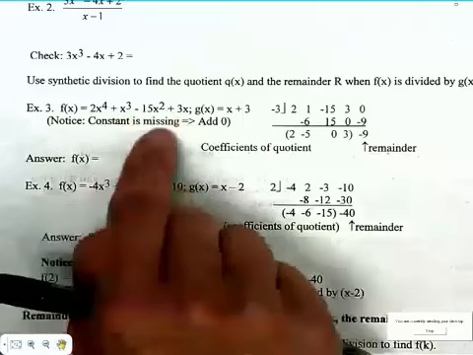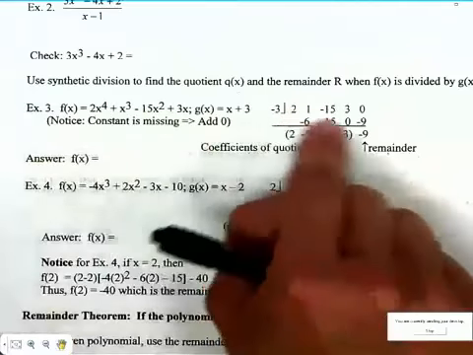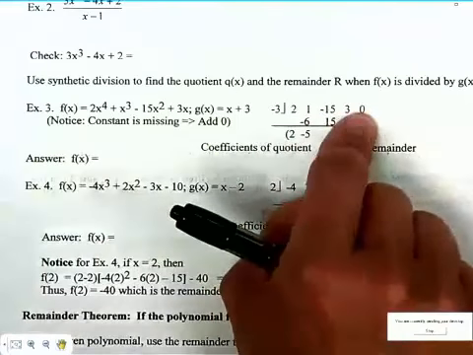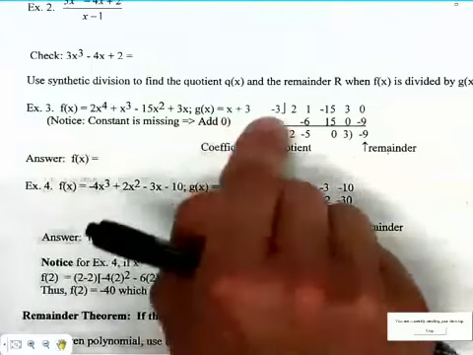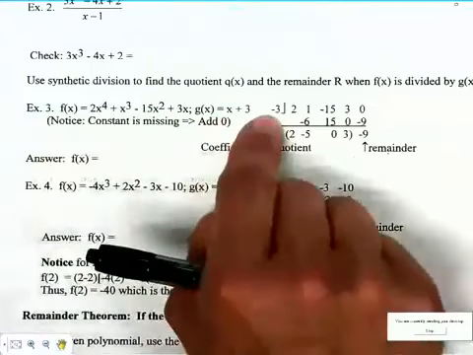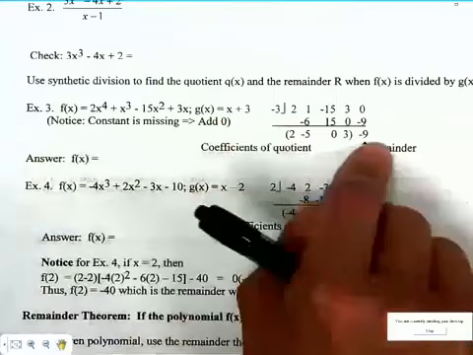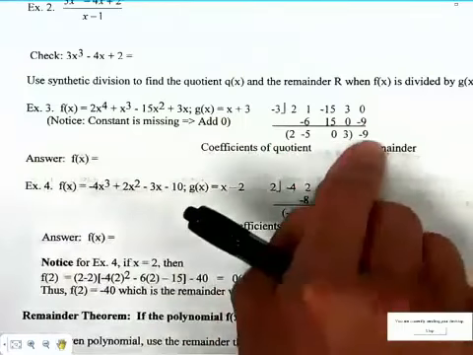So I put in a 0 for that constant, and that's why this first row of synthetic division has a 0 at the end. Make sure that if I give you the divisor x plus 3, you put a negative 3 in the box. Then when you do the synthetic division, this is the bottom row you get. The first 4 numbers are coefficients of the quotient, and of course the last number is the remainder.